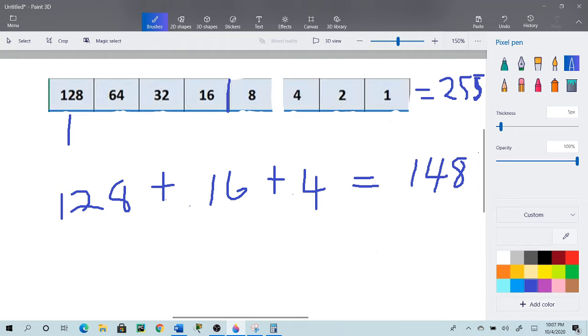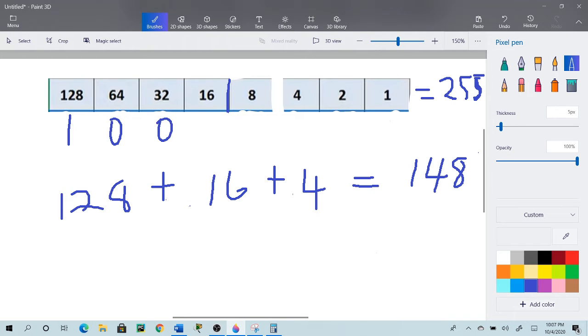And then if we are looking for 148, do we need 64? No, we don't need 64, because if we add 64 and 128 together, we're going to have a number greater than 148. So you write 0. And then if we are looking for 148, do we need 32? If you add 128 and 32 together, you are going to have a number higher than 148. So you again write 0.